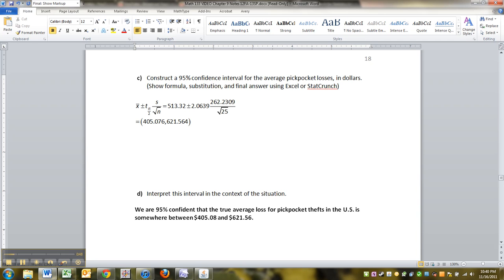The average loss of pickpockets is a set number that exists out there in the ether, or who knows. And all you're trying to do is nail down where you think it is, but you don't know for sure if it's in that interval or not.